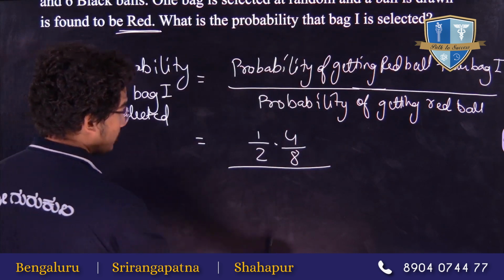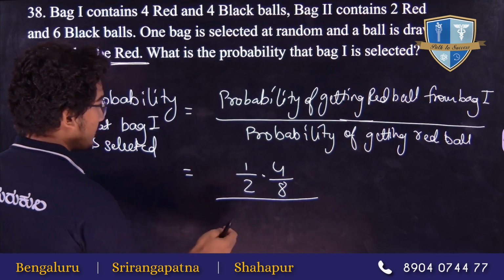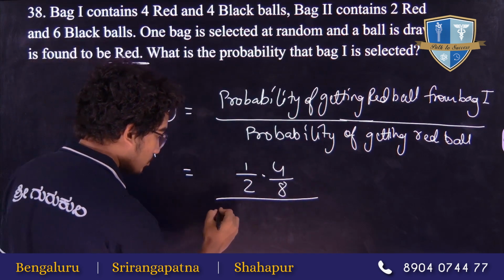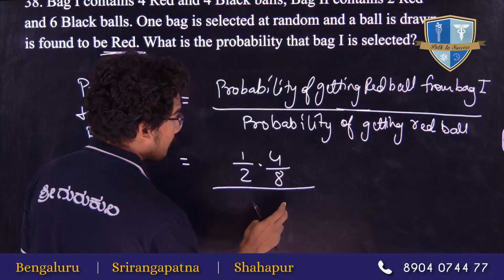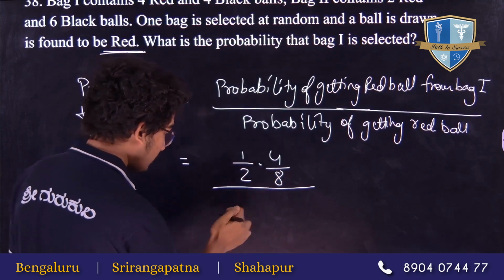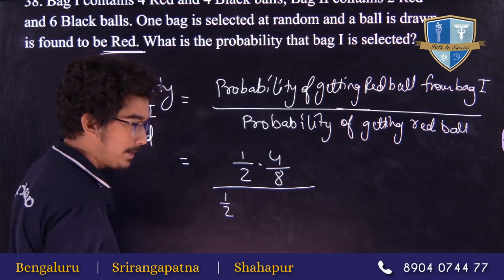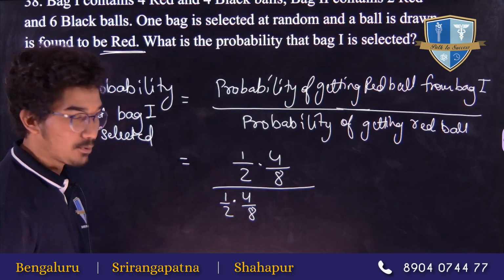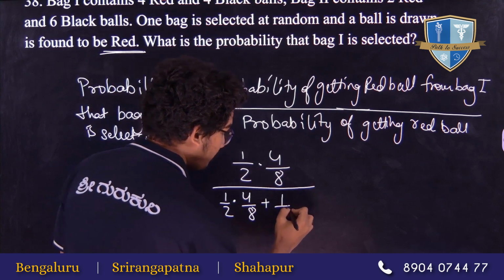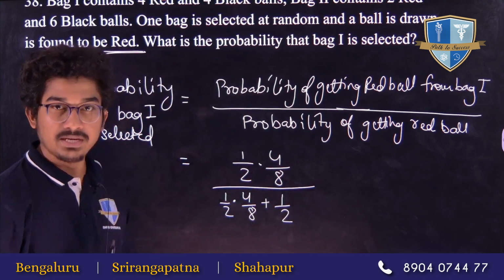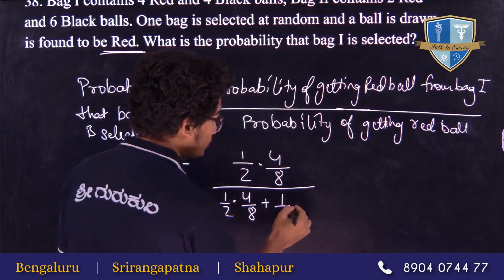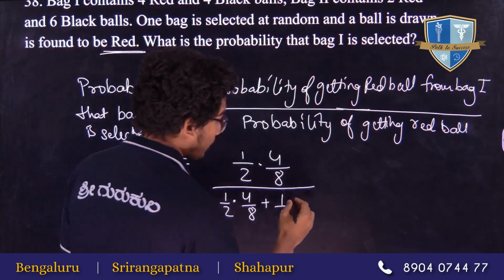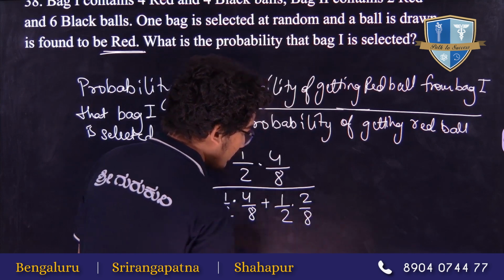So to get a red ball, we are getting it either from bag 1 or from bag 2. If we are getting that ball from bag 1, then first we will select bag 1 with 1 by 2 probability, and in bag 1 to select the red ball, we have 4 by 8 probability. Plus, what if we are selecting bag 2? To select bag 2, we need 1 by 2 probability, and in bag 2, to get a red ball, there are 2 red balls out of 8 balls. So the probability will be 2 divided by 8. So this will be our final expression.